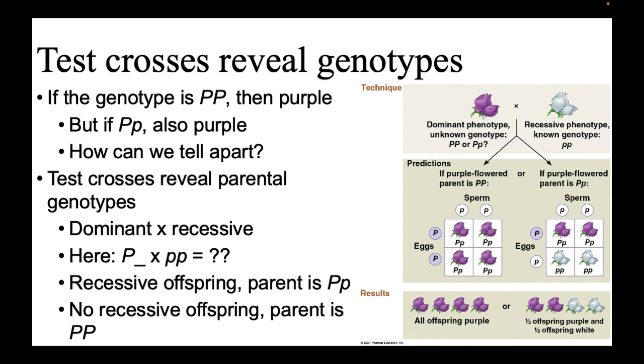If you have no recessive offspring, and I don't mean after like two of them, I mean after hundreds of them, then you know that the parent is homozygous. So we have little tricks from the past that we could figure out homozygous versus heterozygous. It just takes time to figure it out. Nowadays, we just sequence your DNA and we move on. So nowadays it's easy.